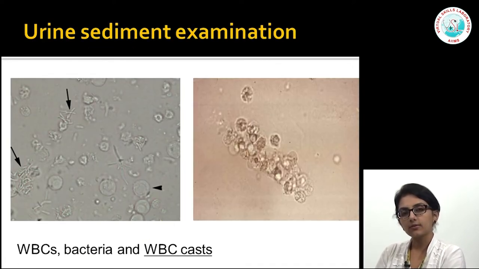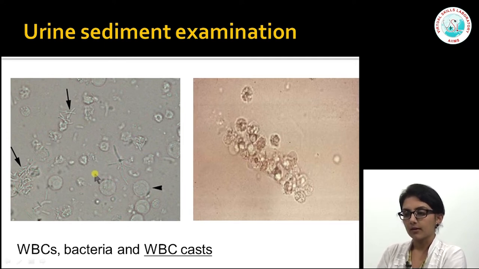So what do we see in the urine sediment? We will see evidence of infection in the form of pyuria, which is all these WBCs in the urine. This is an unstained smear. You may even see bacteria. Here you can see some bacilli in the smear. This, of course, would also be seen in any cystitis.